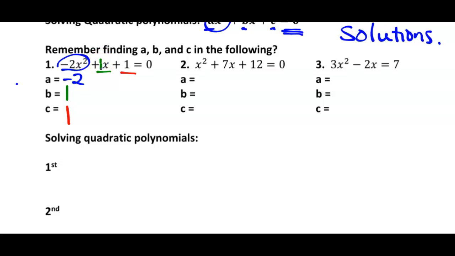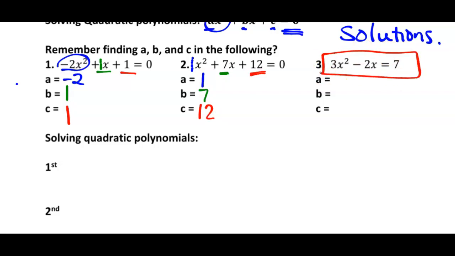All right, number 2. I'm looking at my number that's in front of my x squared term. There's a 1 there, so that's my A. What's the number in front of my x term? It's a 7. What is my constant? It's a 12. All right, we're going to do this one in part 2.